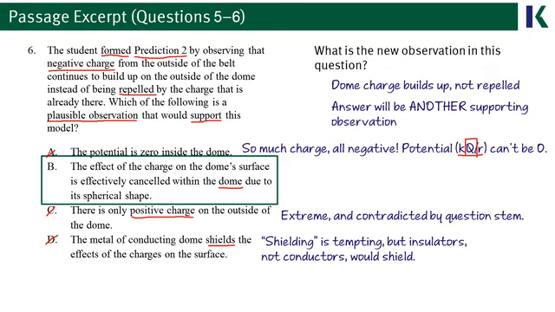And in any case, the whole point of conductors, and this entire dome is made of a conductor, is that they don't shield charge, they'll distribute charge. If there was an insulator involved, then maybe we could talk about shielding. But if you've got your science clear here, that'll help you eliminate choice D.